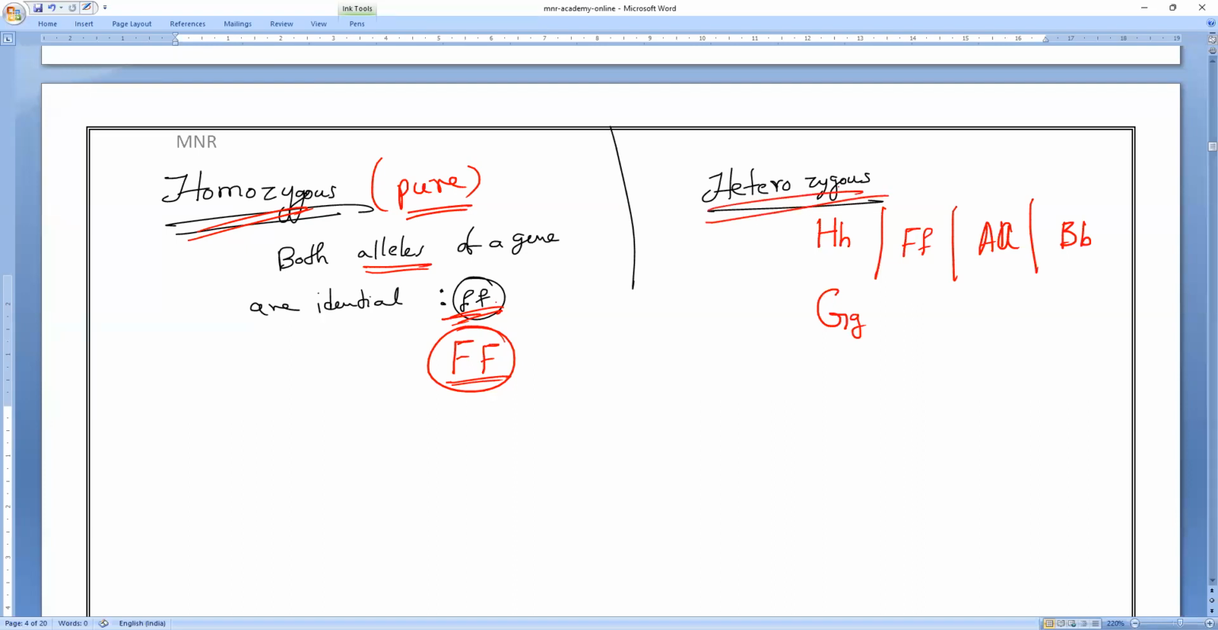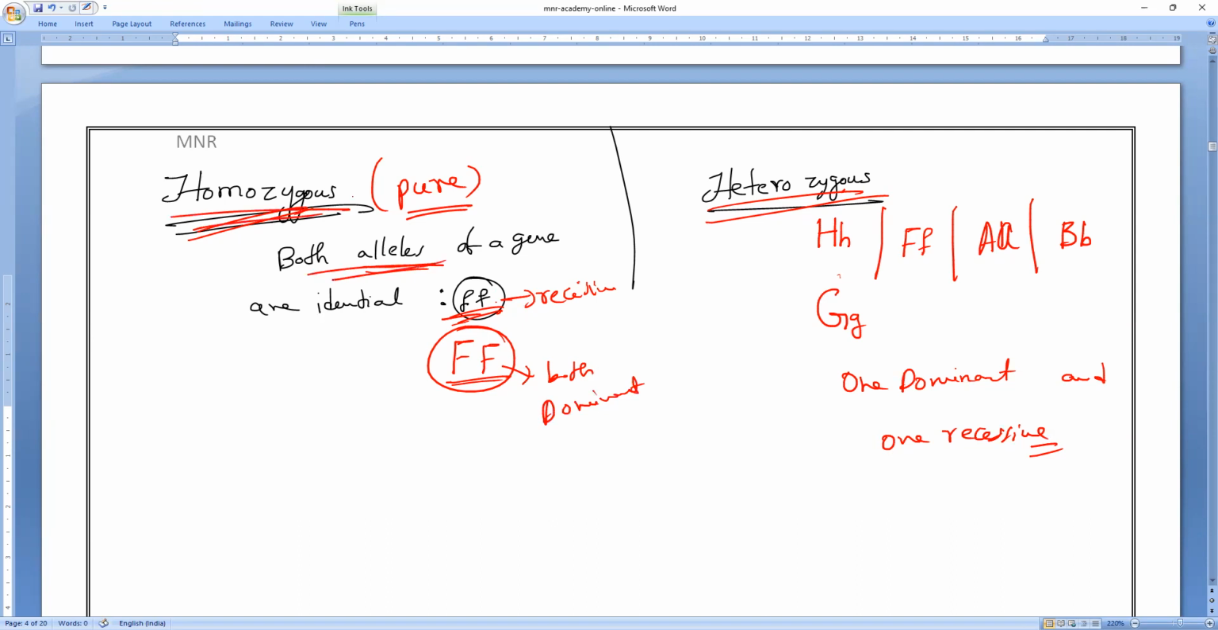What do we call this, guys? Heterozygous. Heterozygous means, please keep it in mind, one dominant and one recessive. That is what we call heterozygous. Both recessive or both dominant is called homozygous. If you understand this, nothing will be difficult.